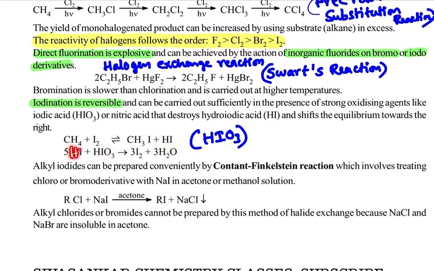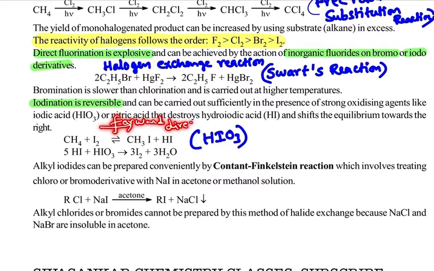When HI and HIO3 react with each other, we get I2 plus water. I2 is forming, which means its concentration is increasing. According to Le Chatelier's principle, at equilibrium, when product concentration increases, the equilibrium shifts in the reverse direction, so HI is consumed and the equilibrium shifts in the forward direction.